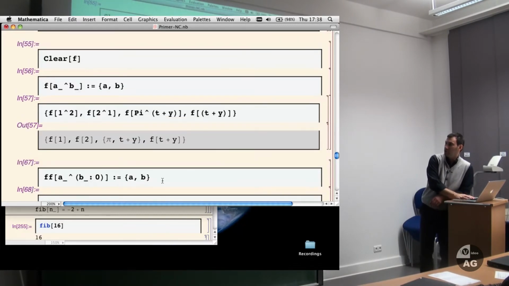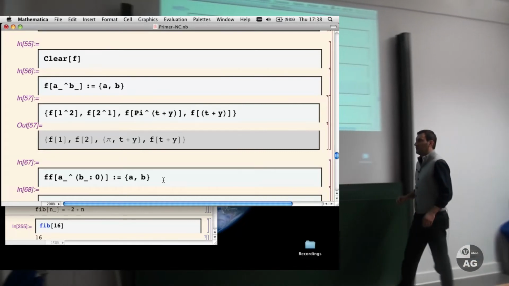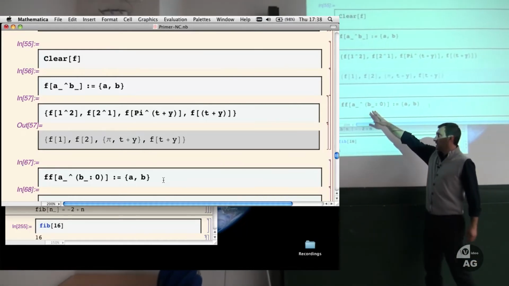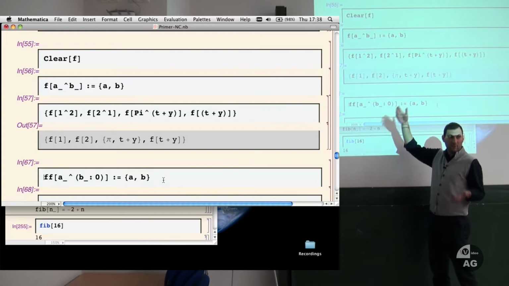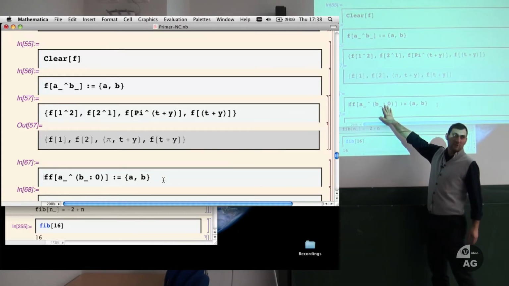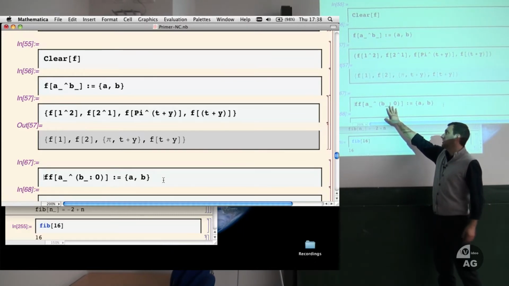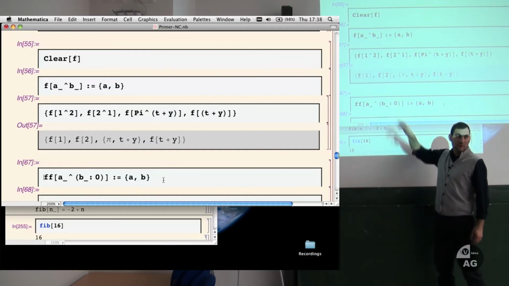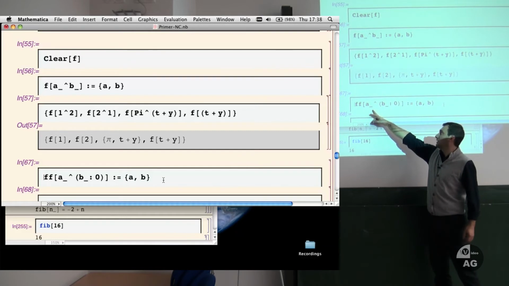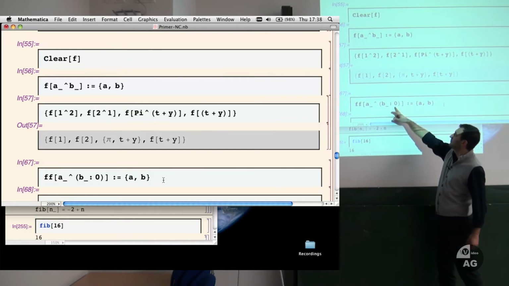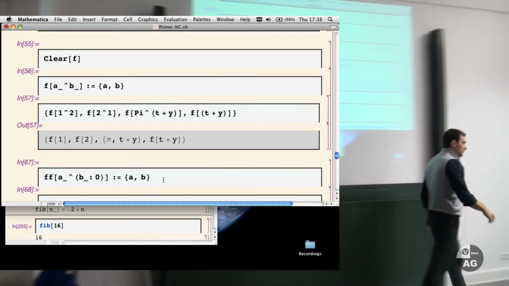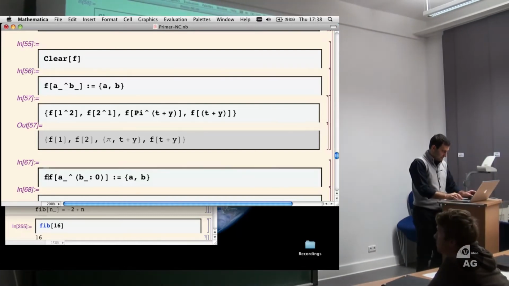Now look at some magic. New pattern, and I say, please match anything that looks like a to the power of b. But if I forget to pass b, just think that it is a 0. A to the 0 is, wow, a to the 0 is 1. I didn't mean that. Let me do this.